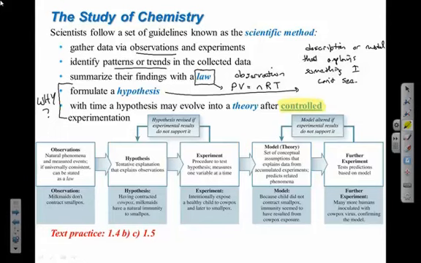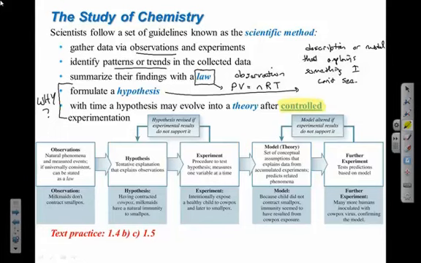Any other questions about scientific method? Okay, so let's just do a little practice here with these text examples. Make sure that we have a good idea of how to distinguish between a law, a hypothesis, and a theory. So let me get to the right page. 1.4b.